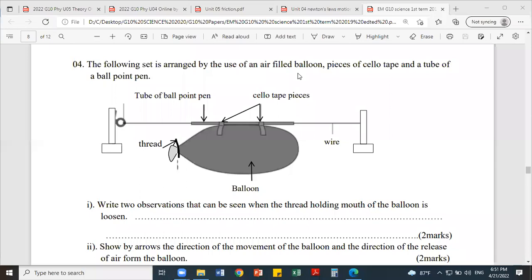Anyone else? Any other alternative answers? One observation: size of the balloon decreases. One observation will be what? Size of the balloon decreases. Oh, air is blown out. Air is blown out.